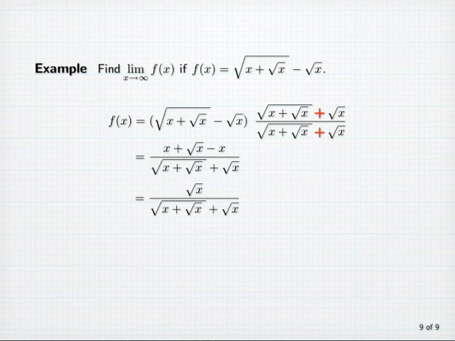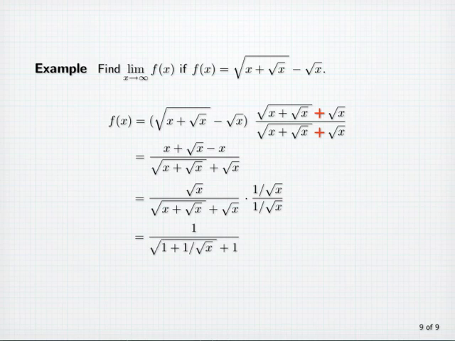So we simplify and obtain the square root of (x plus the square root of x) over the square root of (x plus the square root of (x plus the square root of x)) plus the square root of x. Now let's multiply the numerator and denominator by 1 over the square root of x. This gives us 1 divided by the square root of (1 plus 1 over the square root of x) plus 1. Now since 1 over the square root of x goes to 0 as x goes to infinity, f of x will approach 1 over 1 plus 1, or 1/2, as x goes to infinity.